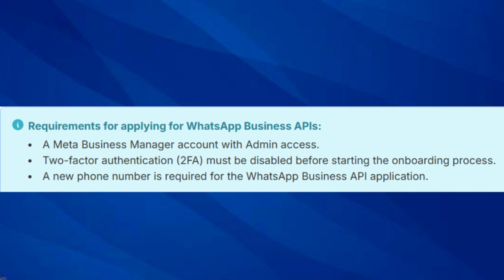You will need a Facebook Business Manager account where you have admin access. Secondly, you will need a fresh number which is inactive on WhatsApp or the WhatsApp Business app. Or you can use your existing WhatsApp number, but you would have to delete your account first. Once you have all this ready, here's the process to apply for WhatsApp Business API.